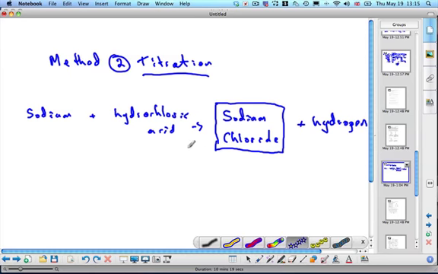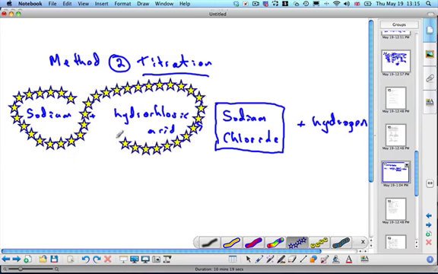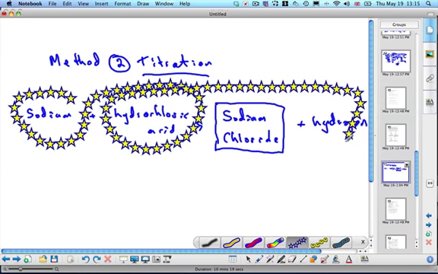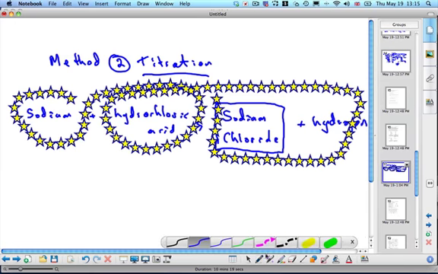Unfortunately, in practice, when you put this into this, you're going to get a lot of explosions. Well, a big explosion. You get a huge amount of hydrogen released in a very short time. If sodium reacts violently with water, as you know it does, then it's going to react super violently with hydrochloric acid. So this is too dangerous to do. So we need an alternative.